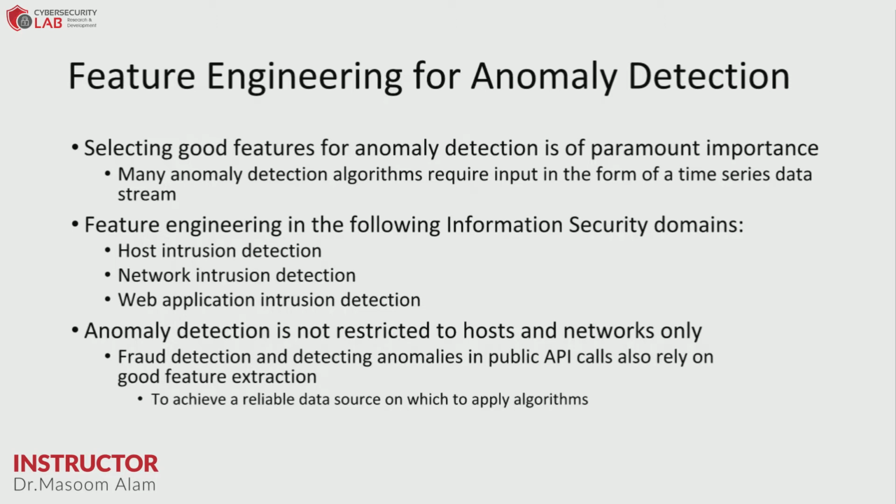Anomaly detection is not restricted to host and network only. There are many other domains as well. For example, we have already discussed the fraud detection case, and public API calls can also be used to see whether there is any anomaly. So we have to perform good feature extraction both for fraud detection and for public API use.